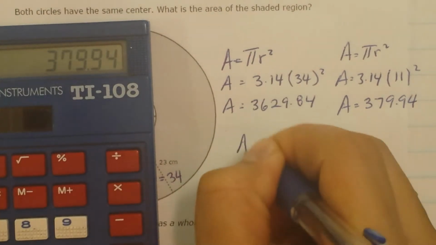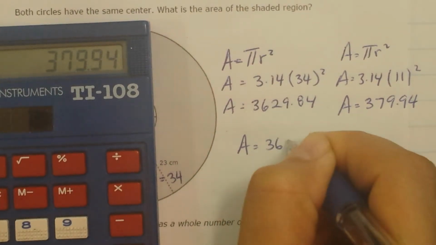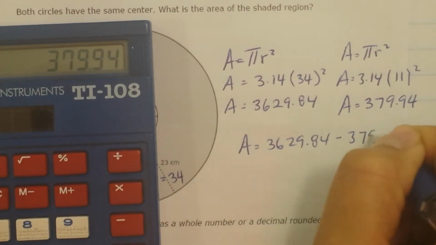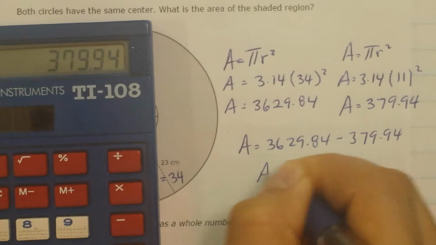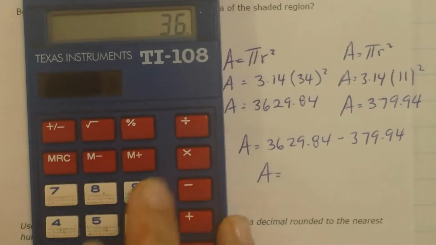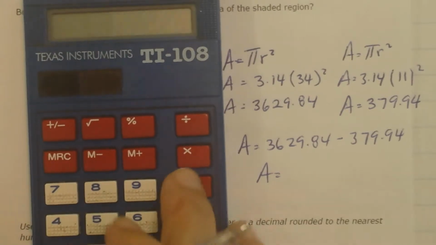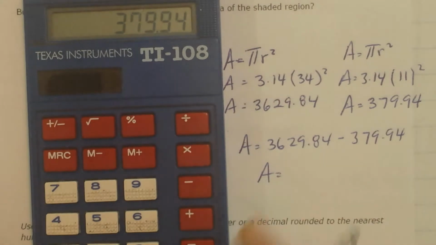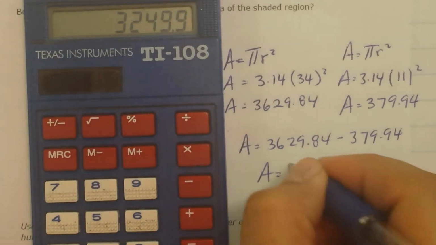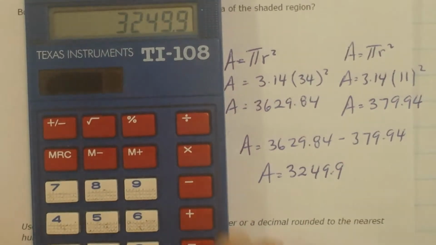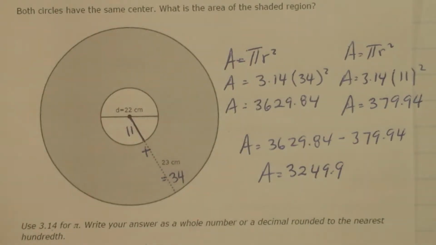So the area of the shaded region is 3,629.84 minus 379.94. That area is going to be 3,249.9. Okay, and that's basically it. That's how they're going to ask you these questions. Take a look at another example.